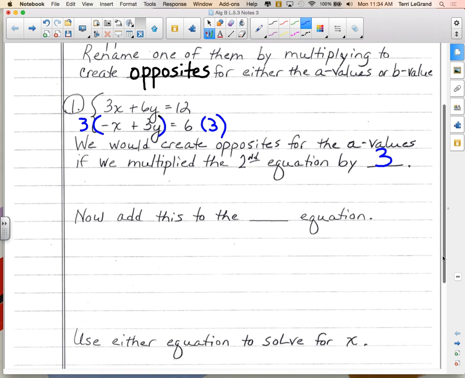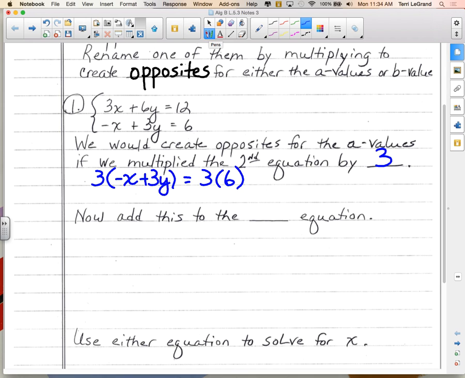So I'm going to erase my work up here. I don't want to mess with that. That's how it started, didn't it? So we're going to take that second equation, and this is where we're going to do our work. We're going to take the second equation and multiply both sides times 3.